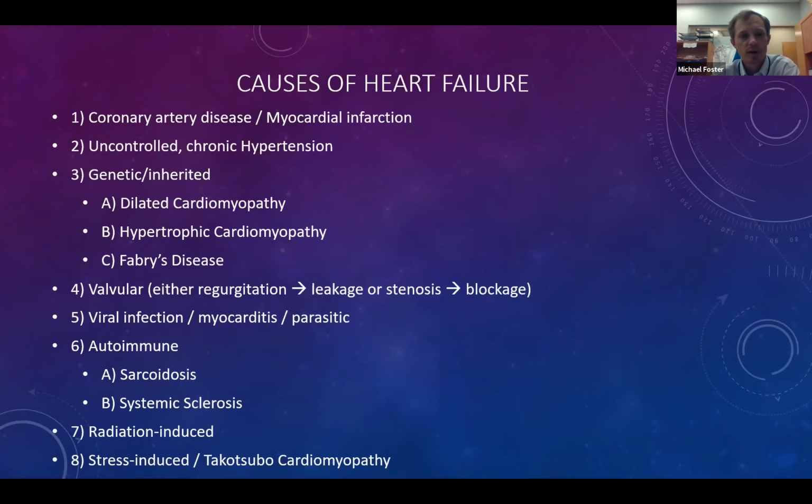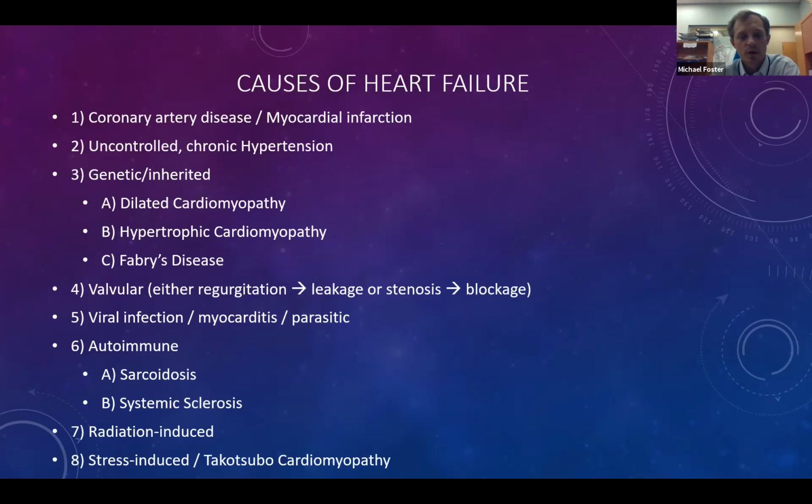Heart failure can also be caused by valvular abnormalities, either regurgitation, which is leakage of the valve, or blockage of the valve, which we refer to as stenosis. Typical in the 80+ year population, the most common reason for stenosis would be aortic stenosis. Heart failure can also be caused by viral infections, myocarditis, which is a very severe inflammation in the myocardium, or the heart muscle itself. It can sometimes be picked up on a cardiac MRI.